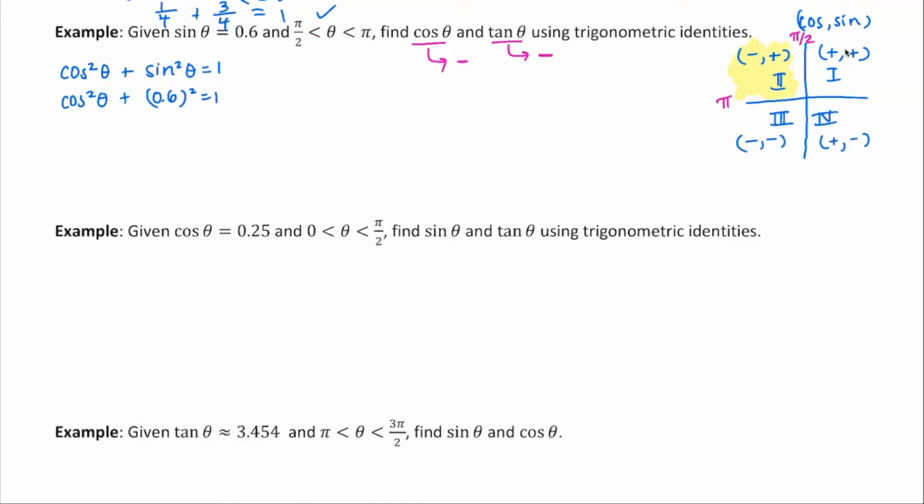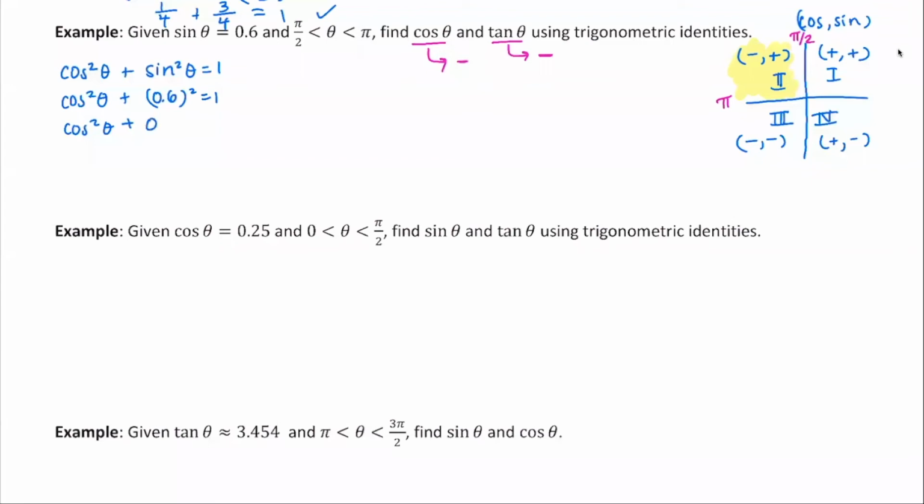So 0.6 squared will be 0.6 times 0.6, which is 0.36. And we're just solving for cosine of theta, so we'll subtract 0.36 from both sides. And cosine squared of theta is 1 minus 0.36, which is 0.64.